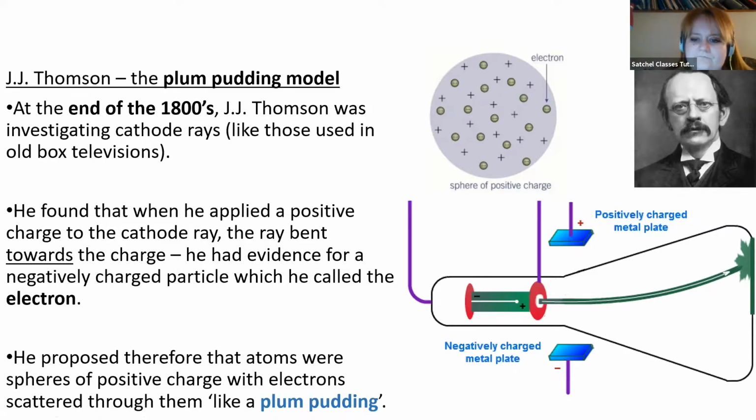So he proposed this, and you could be asked this question: what is the plum pudding model? The J.J. Thomson plum pudding model. He thought that atoms were a sphere of positive charge, most of it was positive, and the electrons were kind of embedded into the positive charge, like a plum pudding.